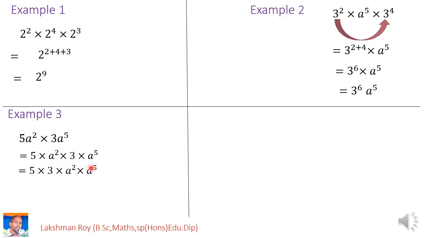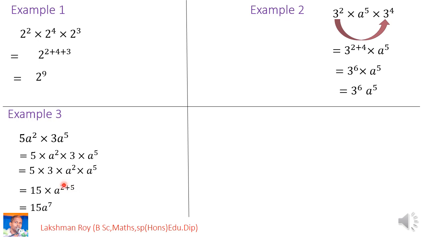Let's see. I write the numbers together, 5 and 3, 5 into 3, a to the power 2 here, a to the power 5 here. Now 5 multiplied by 3 is 15. a to the power 2 multiplied by a to the power 5 means same base, one base, you can add the index 2 and 5, that is 2 plus 5.